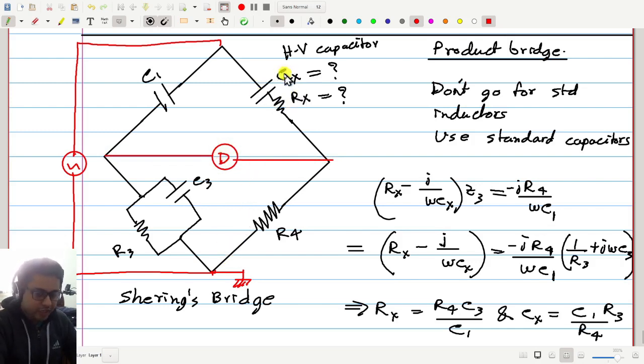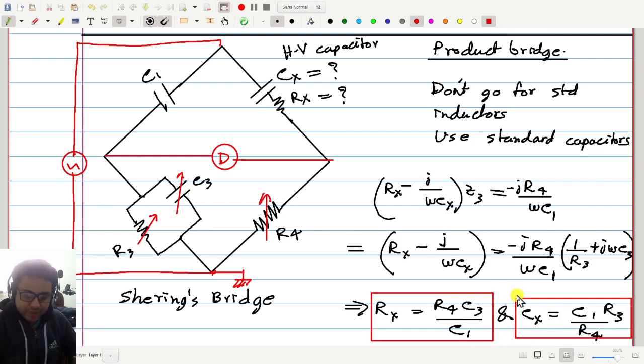This is the unknown, so we do not change it, we cannot change it. We will also choose a fixed value capacitor here, and we will choose these three to be variable or controllable. We will change these three, R3, C3 and R4, to get balance. So here C3, R3 and R4 are changeable, and by that you have to satisfy these two equations, 1 and 2.